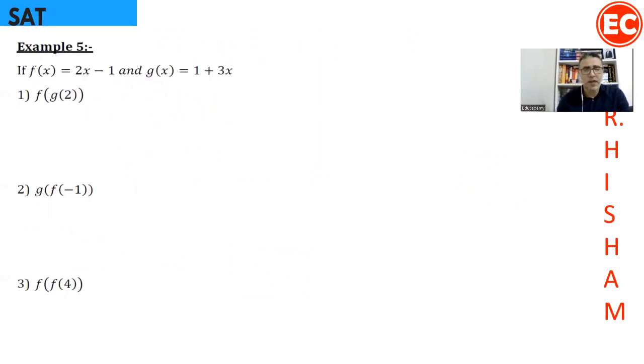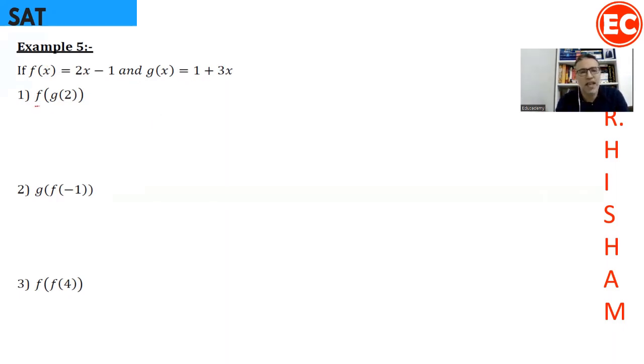Now, let's go to another topic in studying functions, which is composite functions. The composite functions that come in the SAT are very easy. Most of them are about numerical values, replacing the values. As we can see in front of us, I have two functions, f of x and g of x. The first one is 2x minus 1, and the second one is 1 plus 3x. Both of them are linear functions because both of them are first degree.